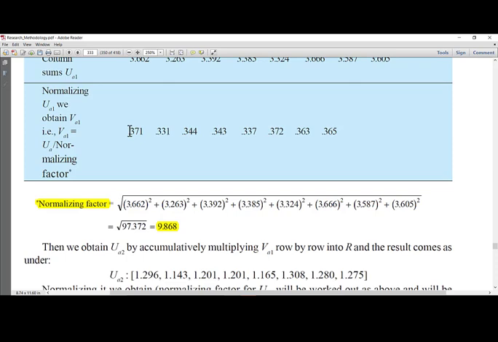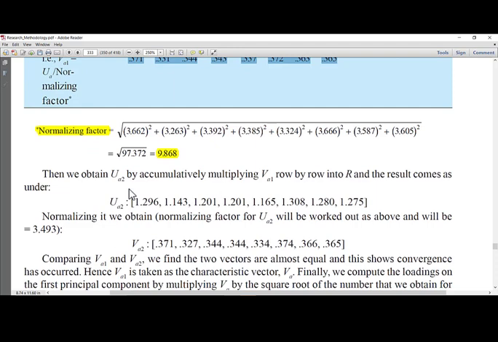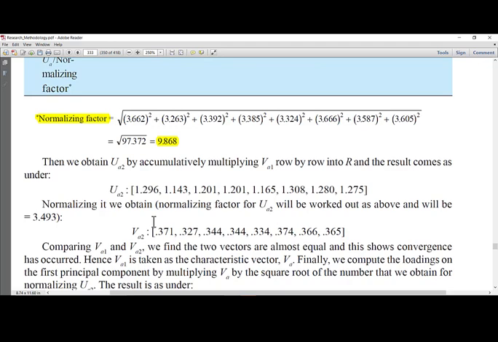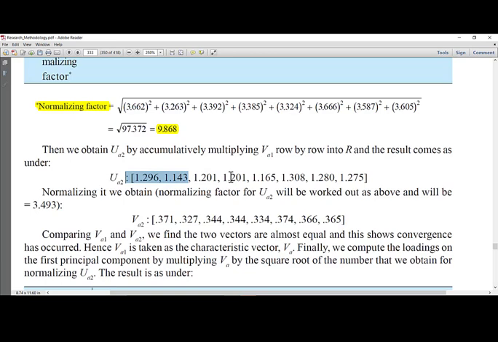And then we can obtain UB2 by accumulatively multiplying VB1 row by row into R, and the result comes as under. Here some UB2 you will be having. And then normalizing that, we can get VB2, and then this VB2 can be compared with VB1. And if VB1 and VB2 are similar, then we can assume convergence. And then VB1 can be taken as a characteristic vector VB.